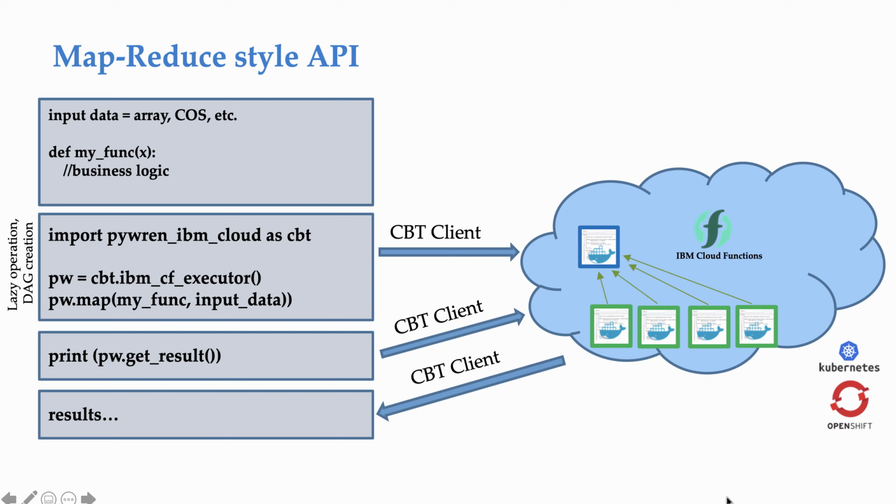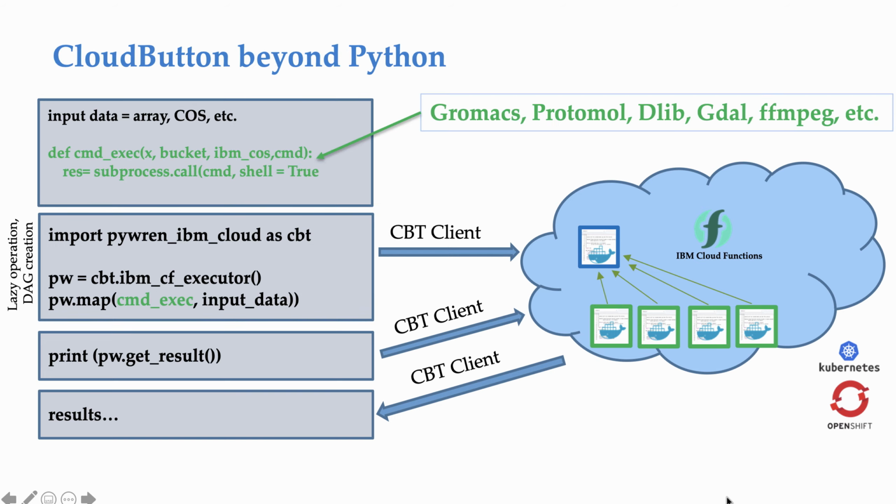So again, you have your input data sets. It may be any data. You have your business logic, your function. Now you take the Cloud Button Toolkit, you take its executor, and just run your function against your input data sets, and it's invoked and executed automatically in the cloud. Then you just take your results, and that's it. So it works not only for Python, actually the business logic can execute any executable package.